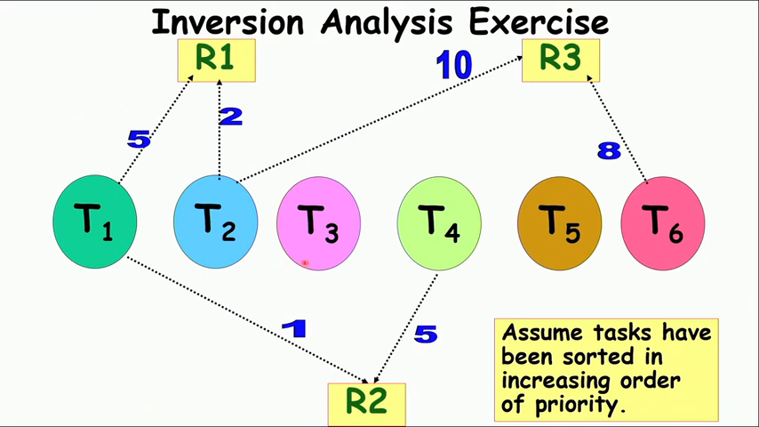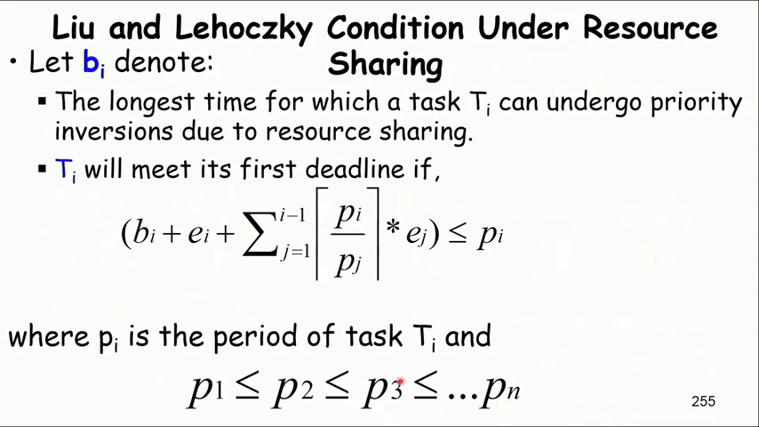There are some practice problems. Please practice some problems where maybe you can construct 5 tasks or 7 tasks, 2 resources, or maybe 4 resources, 3 resources, and so on, and please try to work out some examples in the analysis of the inversions that different tasks can undergo.